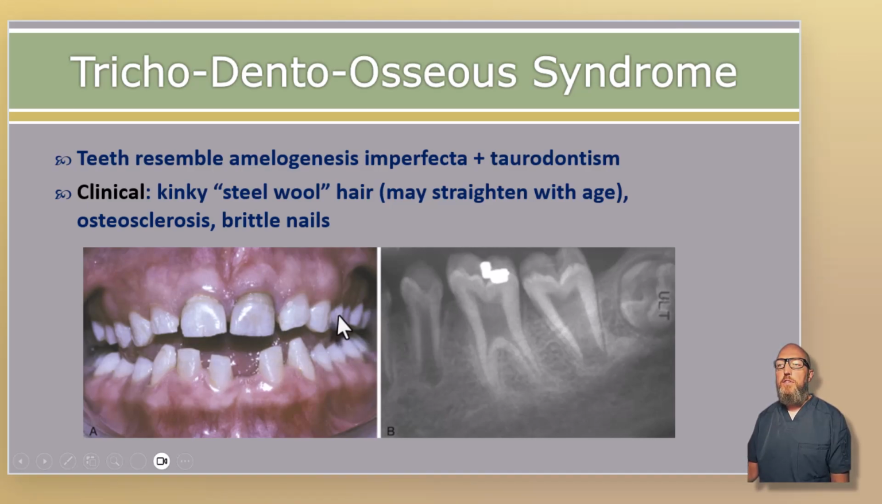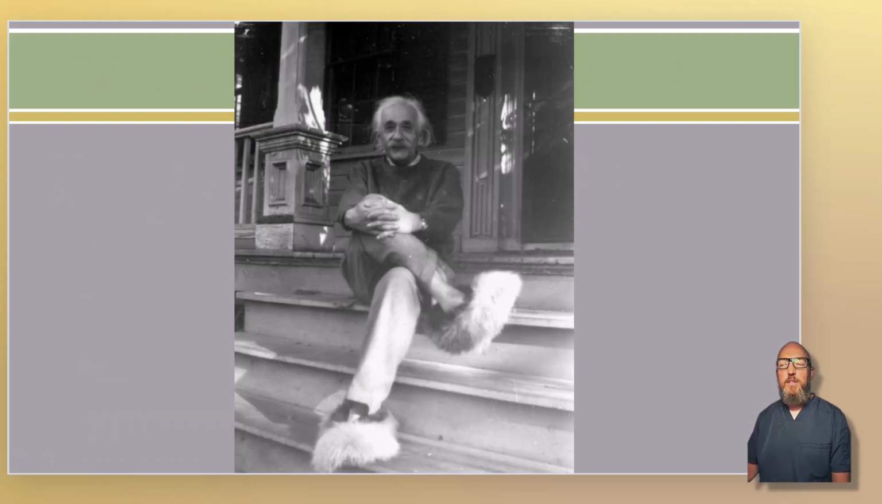Maybe in this case, they have the snow-capped teeth. But they also have taurodontism and associated with that steel wool hair, so similar to ectodermal dysplasia, osteosclerosis, and brittle nails. Here's a picture of Einstein in fuzzy slippers for no reason whatsoever, because why not?